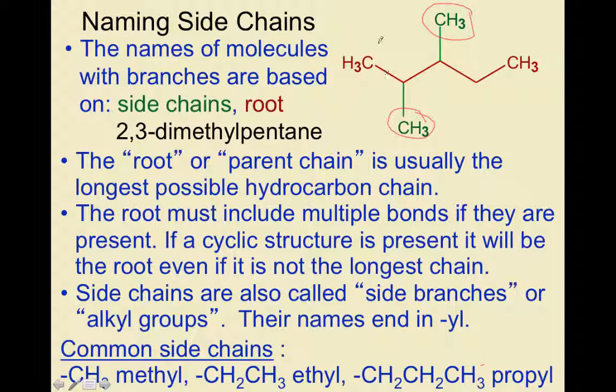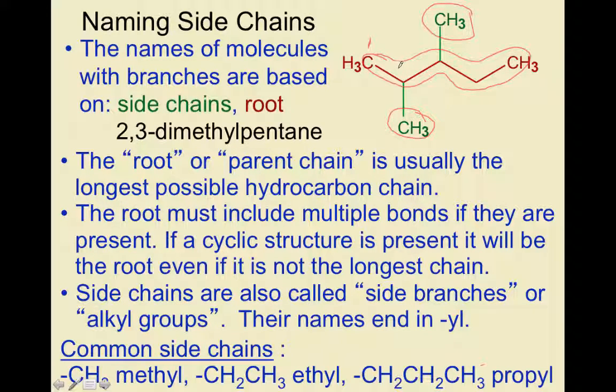So when we're looking at this, we look for our longest chain. That's pentane. All right, I'm going to circle that. Longest chain has 5 carbons. Now I have to count these carbons. And I don't have any double bonds here, so the question is, what strategy do I use now to start counting from which side? I want my branches to have the lowest numbers. So the branches are closest to this end, so I'm going to start counting from this side.